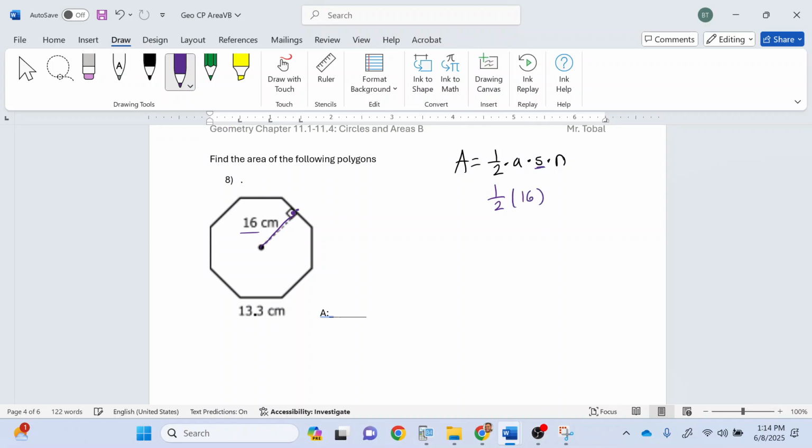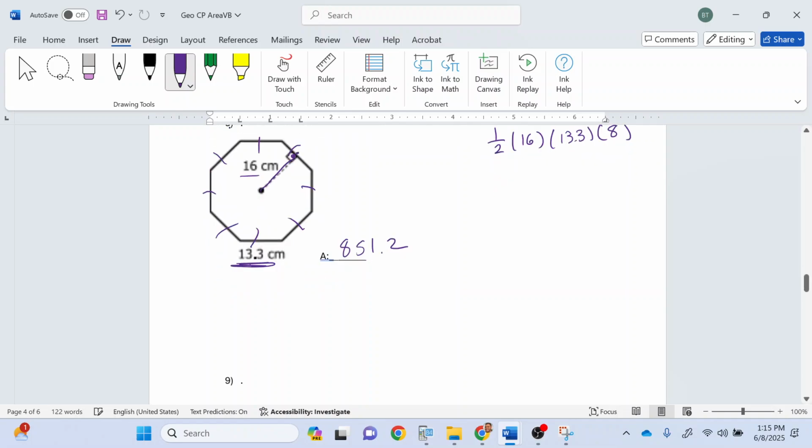Now I need to know how long each side is. Lucky for me, I do know how long this side is. This is 13.3. And now I need to know what n is. This is how many sides it is. Lucky for me, I passed kindergarten, so I could count 1, 2, 3, 4, 5, 6, 7, 8, that this is 8 sides. So with all that in mind, I could actually just calculate this. This one is pretty straightforward. So 1/2 times 16 times 13.3 times 8 equals 851.2. Really easy on that one.